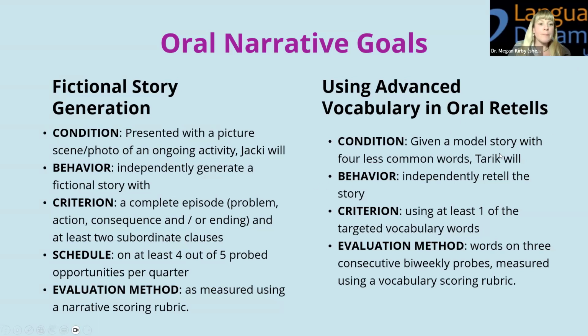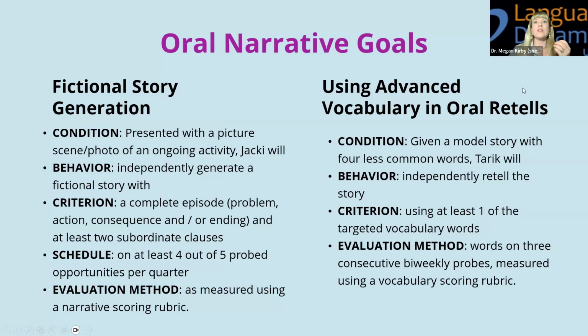This one right here, given a model story with 4 less common words. So this could just be an oral retell of a story, but I know that story has at least 4 tier 2 vocabulary words, academic vocabulary. They just need to use at least one of those 4. There could be more than 4. They just need one. And that's the level that we're at.